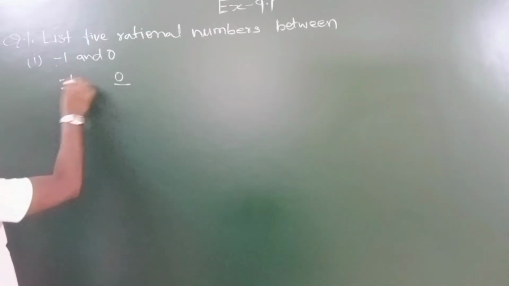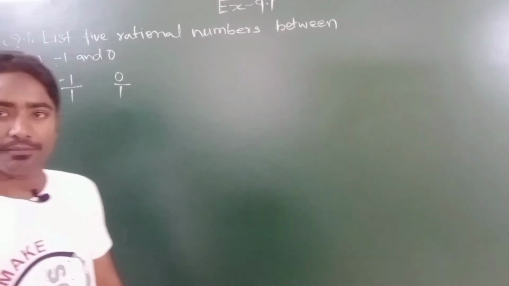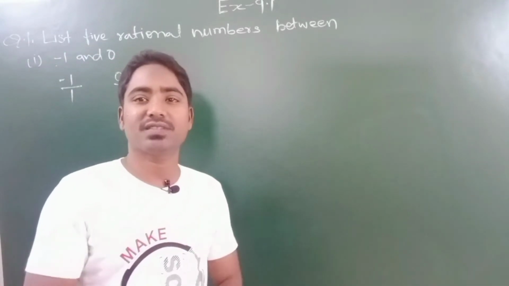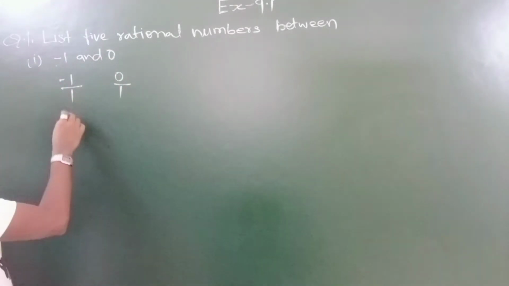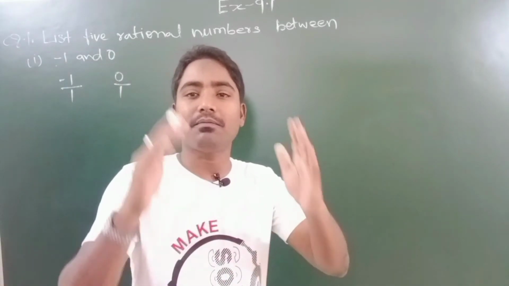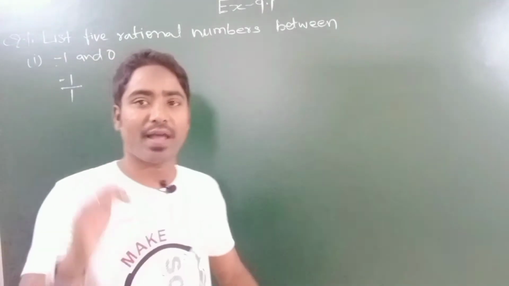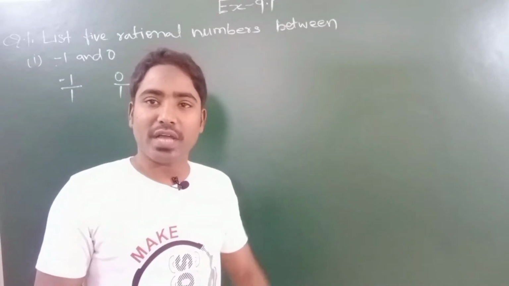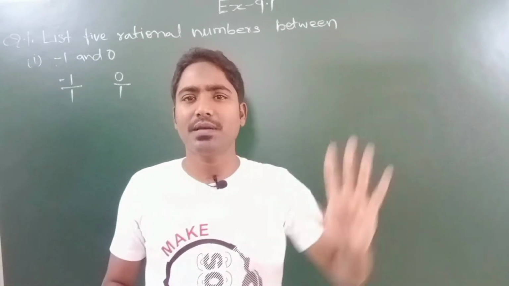Look, here is -1, and below it there is nothing, which means 1, and here also 1, because after dividing any number by 1 we get that number itself as the answer, so no issue is there. Now what we have to do is multiply by some number. Since we need 5 rational numbers here, generally we multiply by 6, 7, 8, 9, 10, 20, any number.